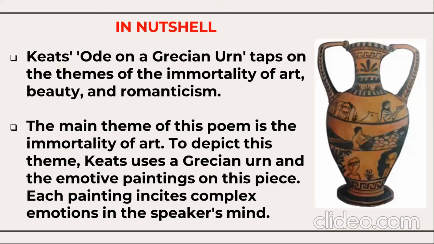In a nutshell, Keats' Ode on a Grecian Urn taps on the themes of immortality of art, beauty, and romanticism. The main theme of this poem is the immortality of art. To depict this theme, John Keats uses a Grecian urn and the emotive paintings on this piece. Each painting incites complex emotions in the speaker's mind.